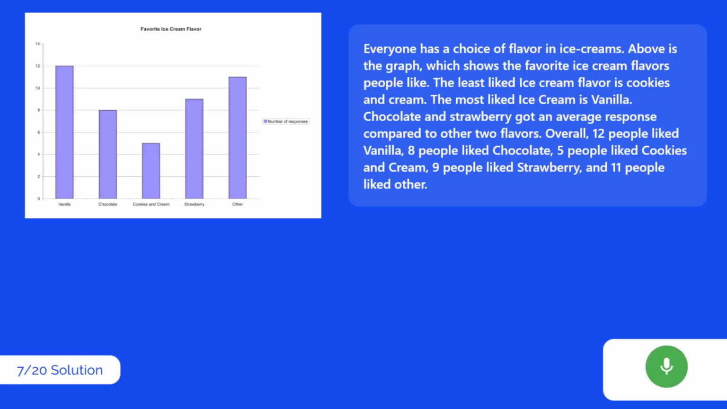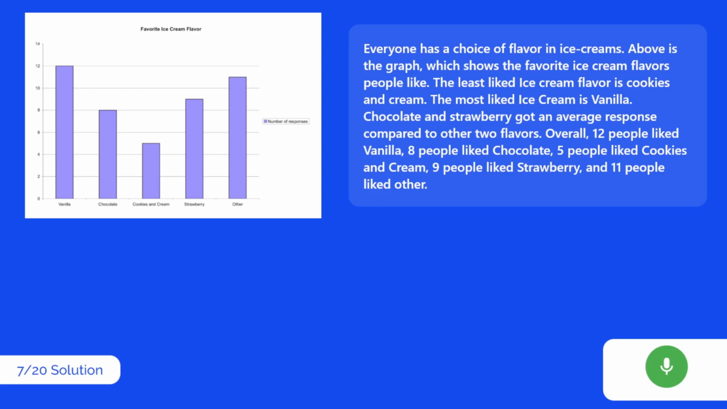Everyone has a choice of flavor in ice creams. Above is the graph, which shows the favorite ice cream flavors people like. The least liked ice cream flavor is cookies and cream. The most liked ice cream is vanilla. Chocolate and strawberry got an average response compared to other two flavors.